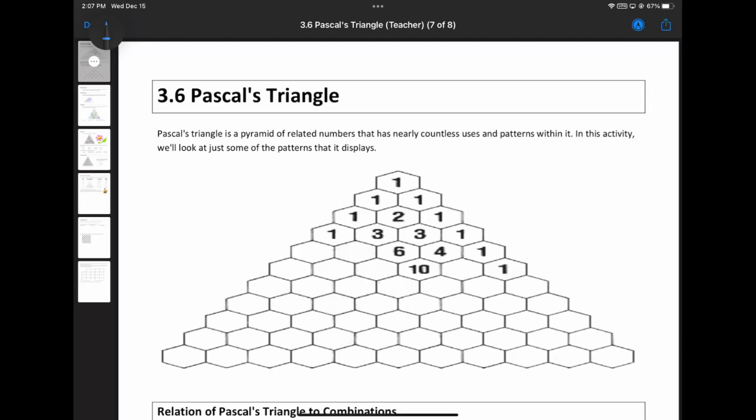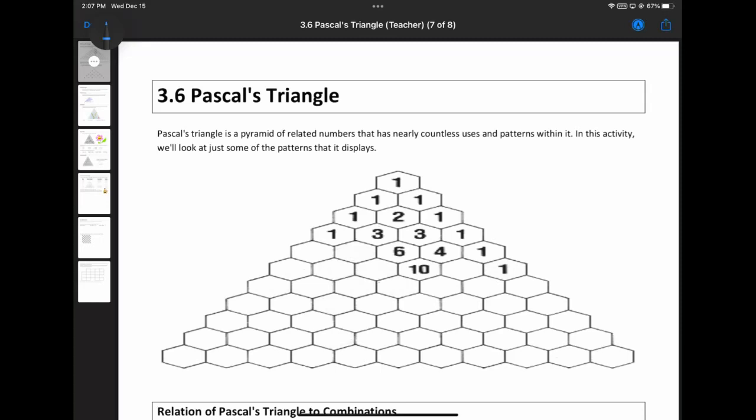I have no idea. But if this is the first time you're seeing it, it is actually a really, really, really cool pattern. So we're going to start off with just what Pascal's triangle is. And you'll notice for this purpose, I've drawn little hexagons in. They don't have to be inside hexagons. You can just write the numbers.